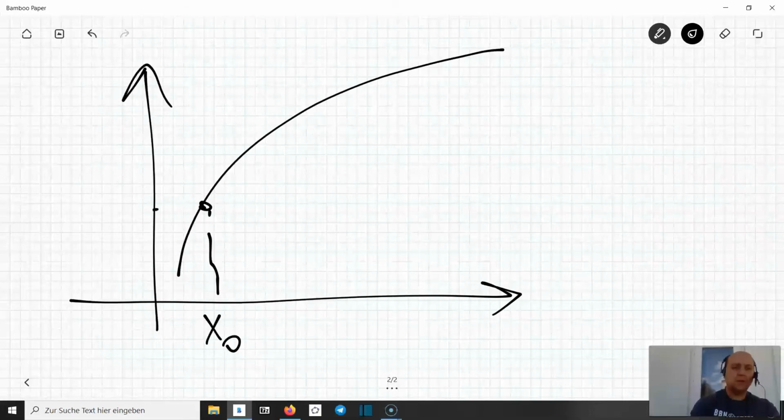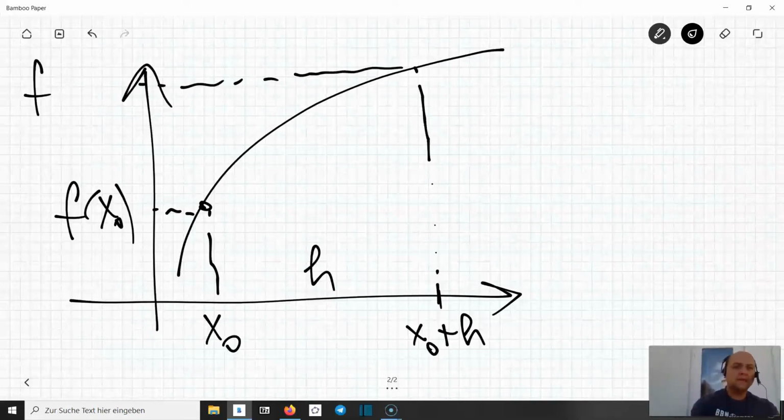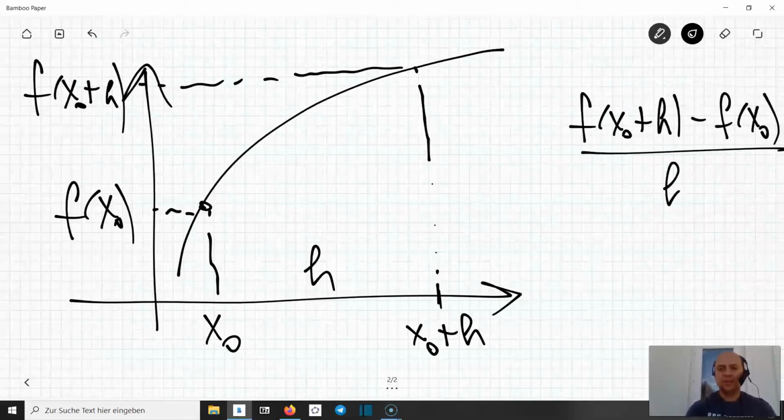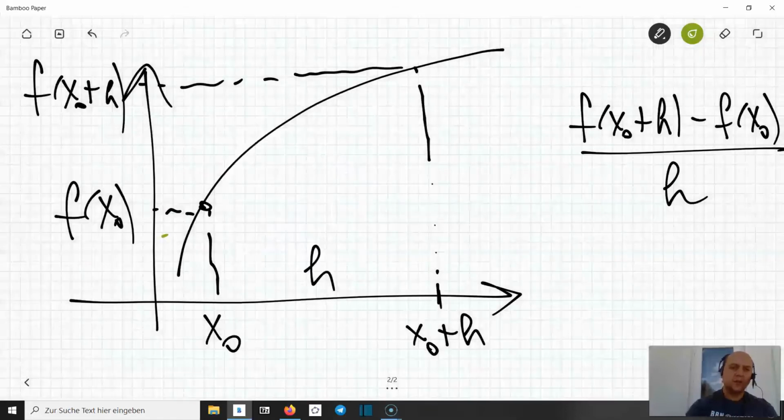So this is the corresponding value of the function f of xo, and the interval has length of h. That would be xo plus h, and that would be f of xo plus h. So what would be the slope in this situation? That would be f of xo plus h minus f of xo divided over the length of the interval, which is h. So in this case, that would be this slope, as you can see.